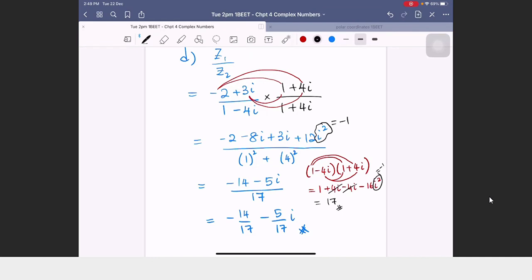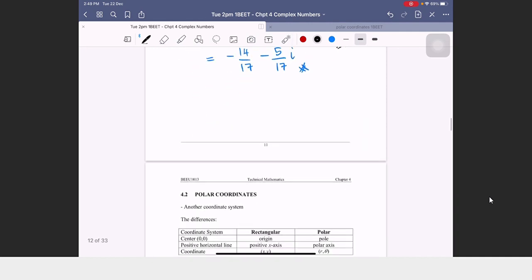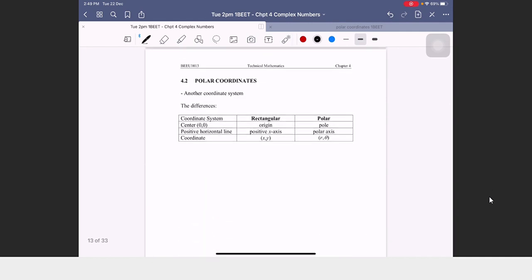Okay, so if there are no more questions, then we will proceed to the next one. Now we come to the next section, which is what we call polar coordinates. I don't know whether it's a new topic. Perhaps some or all of you have come across polar coordinates. Perhaps you have just forgotten, or if this is your first time looking at this, you might want to give it attention.